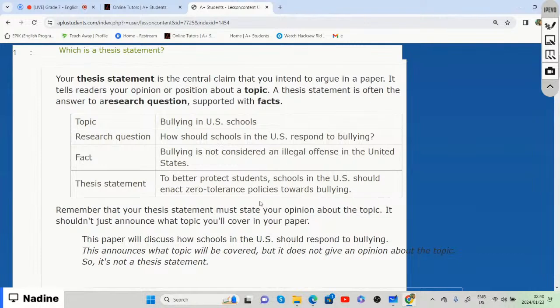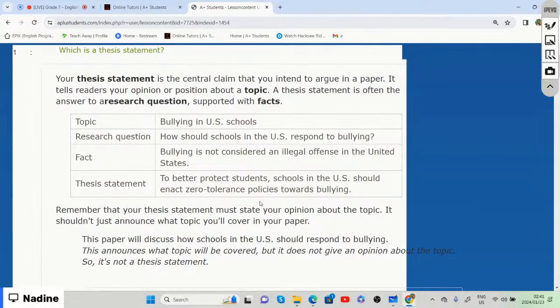So we said that when it comes to a thesis statement, you need to have a topic. And the topic, for example, in this one is bullying in the US schools. You need to have a research question. And the research question is like, how should schools in the US respond to bullying? Then here come our facts, right? Bullying is not considered an illegal offense within the US, which means that before you write these things down, by the fact, you need to go and do research. You need to observe in order to make a statement or a claim.